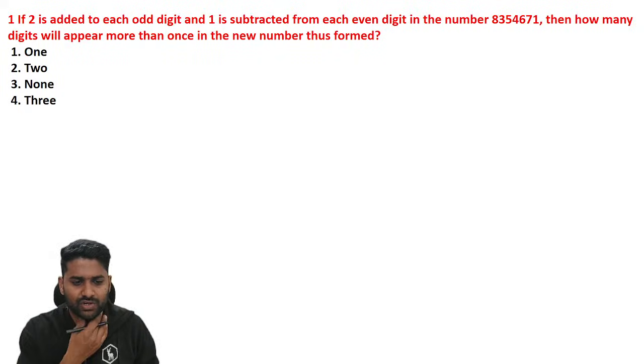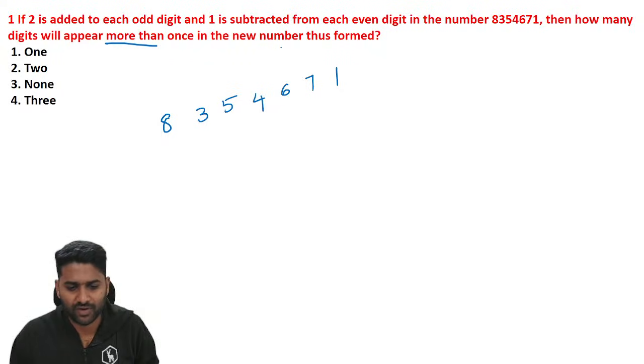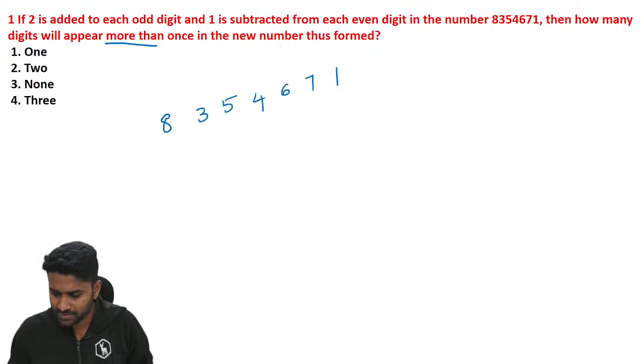If 2 is added to each odd digit and 1 is subtracted from each even digit of the number 8, 3, 5, 4, 6, 7, 1, then how many digits will appear more than once in the new number thus formed? Let's go through this question.